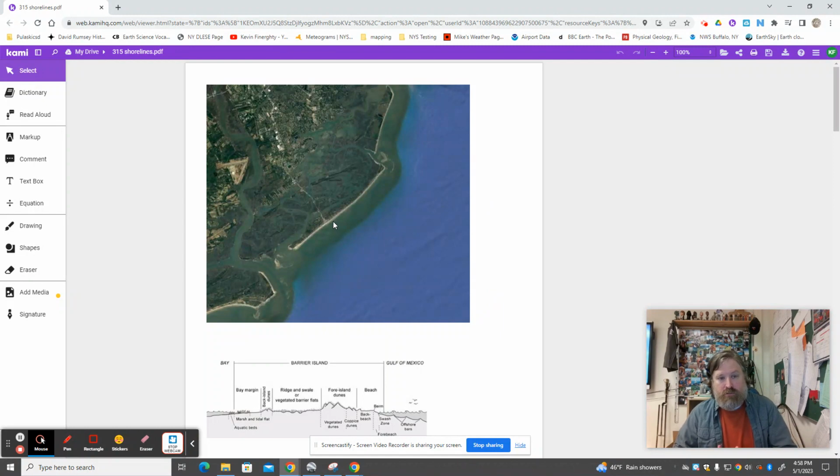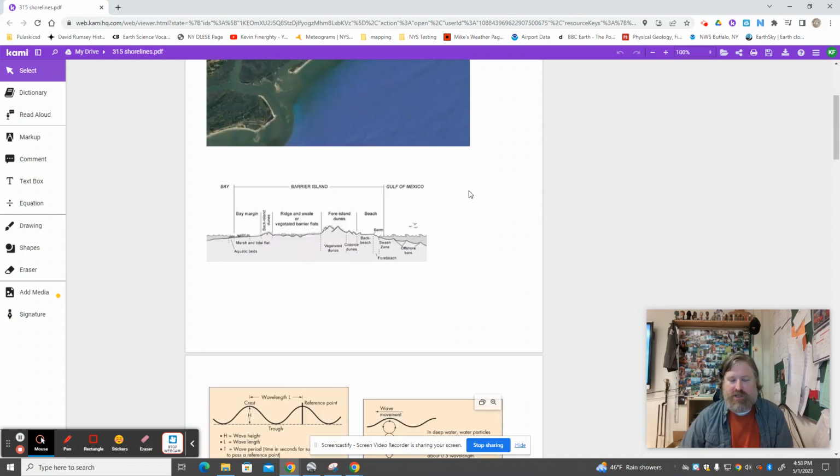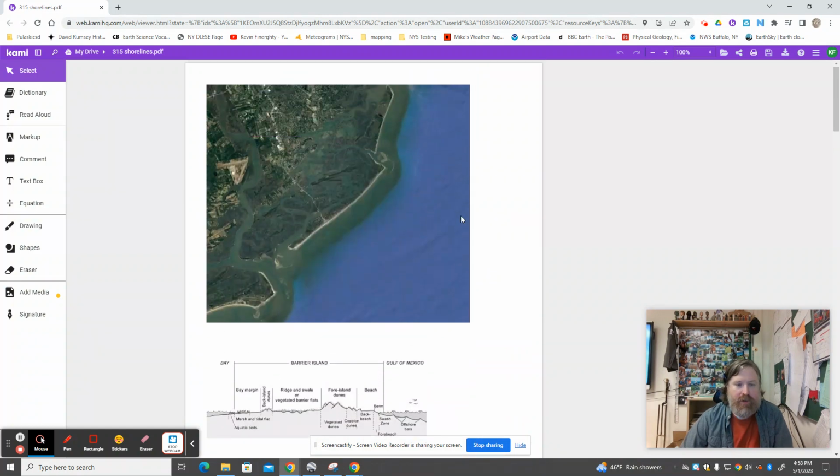So what hazards are associated with it? Where have humans moved too close? Where have we altered the nature of what the cross section of a barrier island should be? How do waves and all this? We've got a lot to do, right?